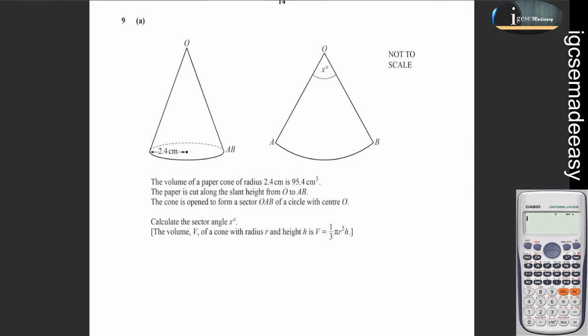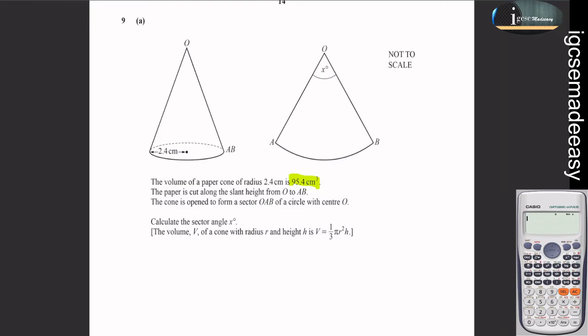Number 9. The volume of a paper cone of radius 2.4 centimeters is given as 95.4 centimeters cube. The paper is cut along the slant height from O to AB. The cone is opened to form a sector OAB of a circle with center O.